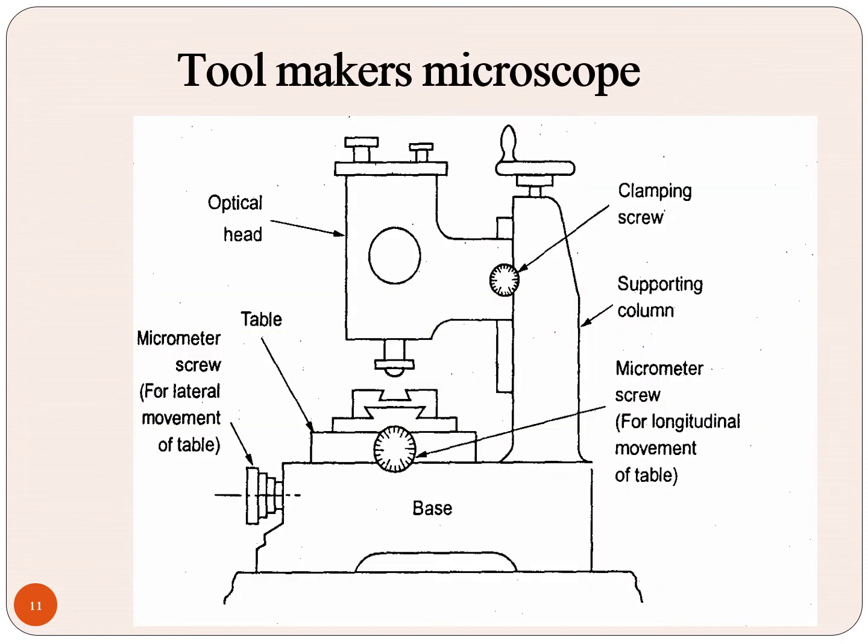picture. You will understand how the toolmaker's microscope will look. This is called the optical head. This is a table. This is a micrometer screw for longitudinal movement of the table. This is a micrometer screw for lateral movement. This is for lateral movement. This screw is for longitudinal movement. This one is a supporting column. This is a clamp screw. It looks very similar to the shaping machine, but it is very similar to a microscope, toolmaker's microscope.